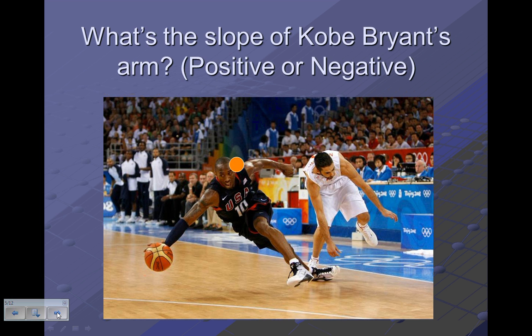Look at Kobe's arm. Now, this one gets tricky. See how the ball went? It went down. You saw that little ball go down, but look at the line right there. From left to right, what's happening to the line? It's going up. This is actually a positive slope. Remember, you read it from left to right.